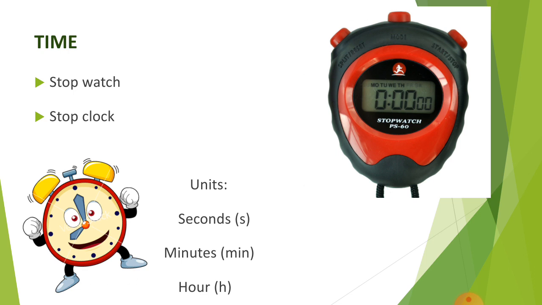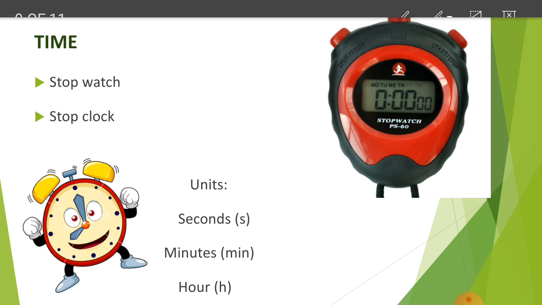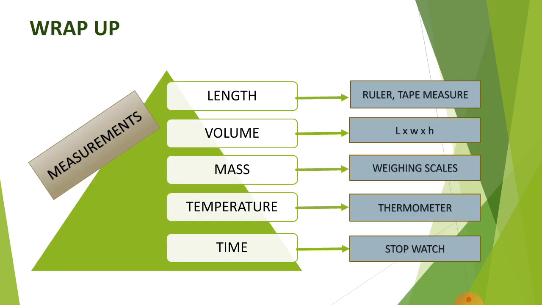Time, let's measure time. If we are doing a race or playing a game and we want to calculate the minimum time, we use a stopwatch or a stop clock. The units in which we measure time are seconds, minutes, and hours. Days and weeks are also units which we can use, though not commonly. The common unit is seconds.